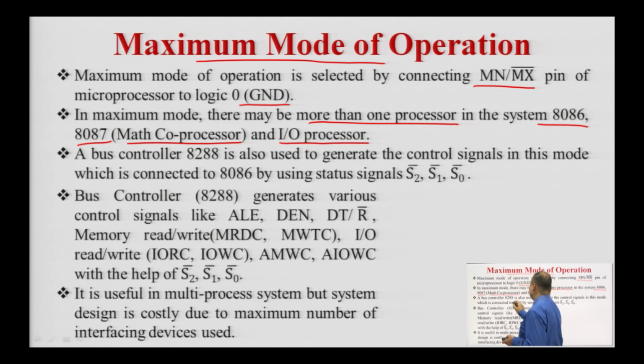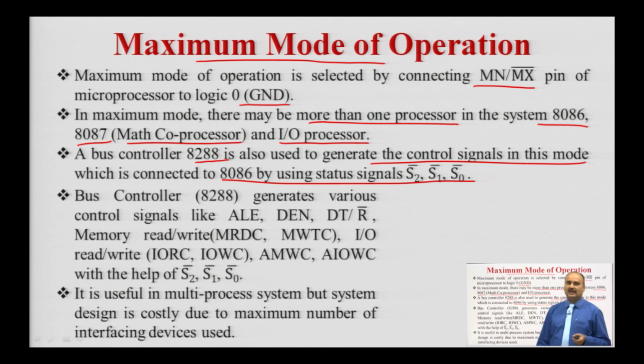A bus controller, that is 8288, is also used to generate the control signals, and in this mode it is connected to the 8086 by using the status signals S2 bar, S1 bar and S0 bar. So, this bus controller is used to generate the control signals for memory and the input output device.